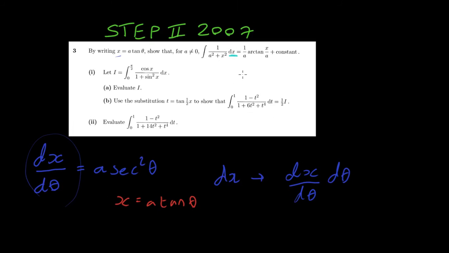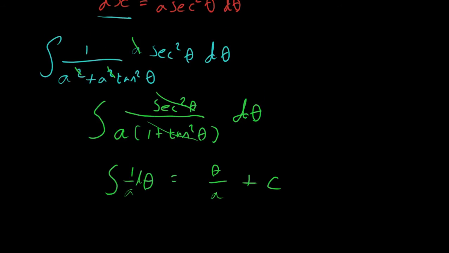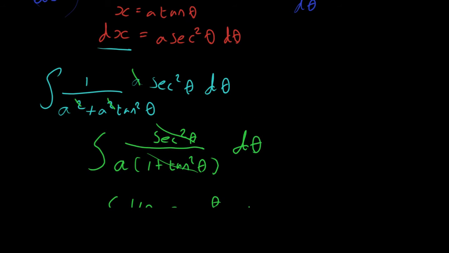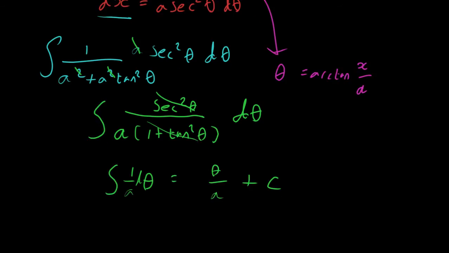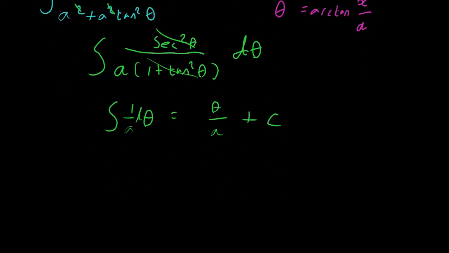But we want this back in terms of x again, because we don't really care about theta. So remembering that x is a tan theta, just take that and rearrange for theta. So divide both sides by a, and then take arctan. Okay, so we have x over a, just like that. And that is basically the answer there. So that's 1 over a arctan x over a plus some constant.